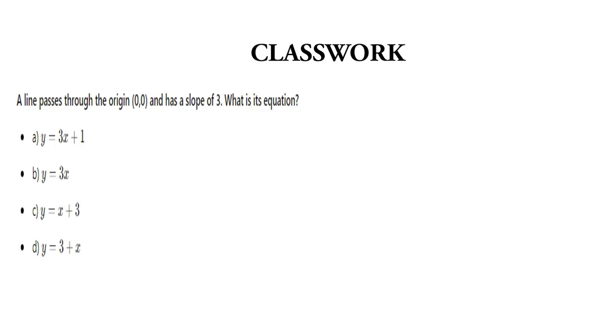Okay, so this one is your classwork. You just do this, and then at the end of the classwork, you check your answer if it is correct, but try it first. This one says, a line passes through the origin 0, 0, and has a slope of 3. What is its equation? A, y equals 3x plus 1. B, y equals 3x. C, y equals x plus 3. D, y equals 3 plus x.